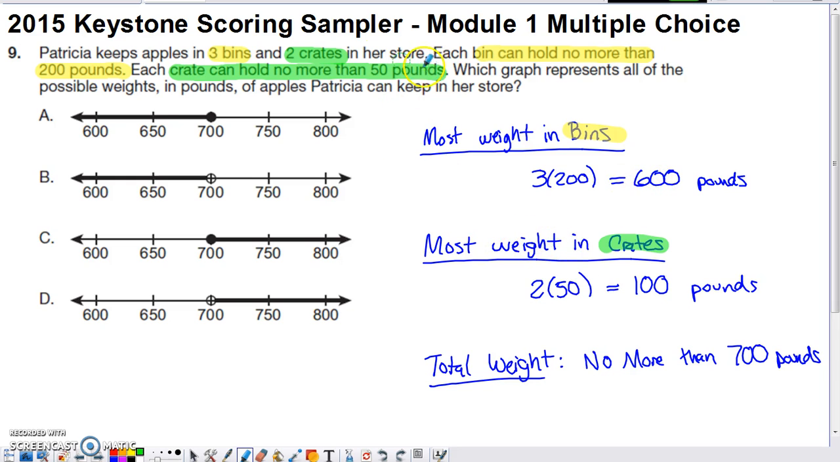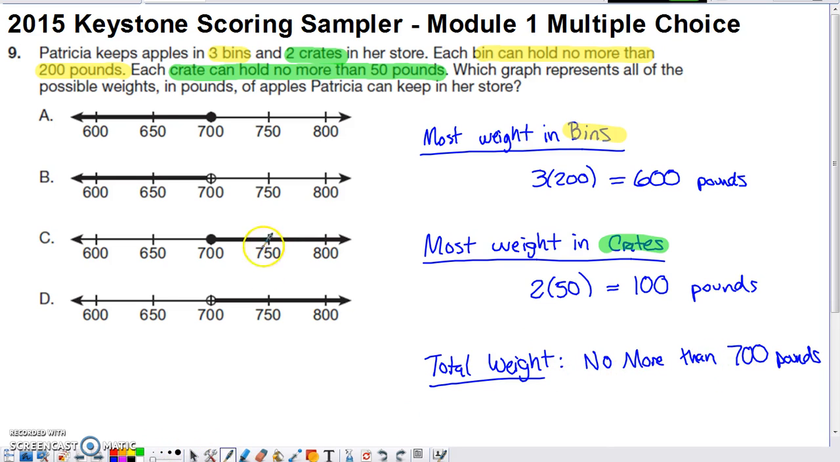What about the crates? Well, we've got 2 of those crates, and each crate can hold no more than 50 pounds. So a crate can hold exactly 50 pounds, but nothing above that. So what's the most weight that can fit into the crates? 2 times 50, or 100. So the total weight of apples that she can store in these 3 bins and 2 crates is 600 plus 100. No more than 700 pounds of apples can be stored in these 3 bins and these 2 crates. So no more than 700 pounds.